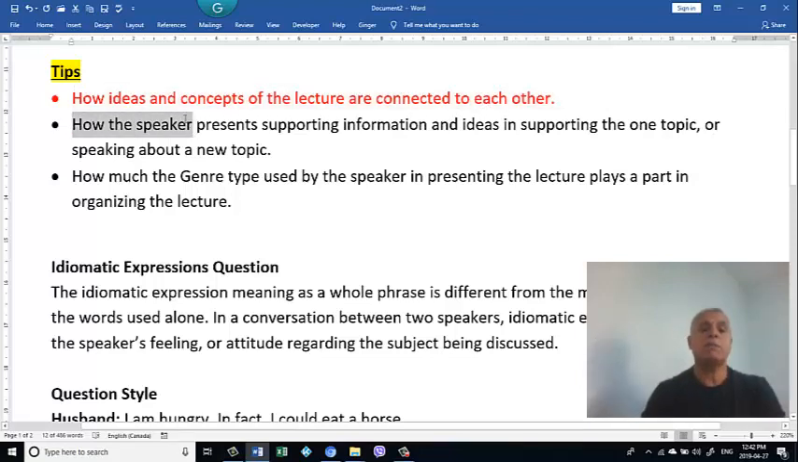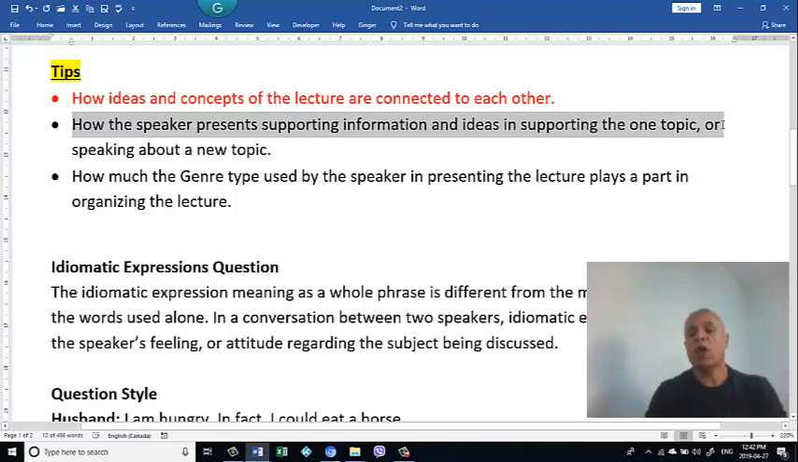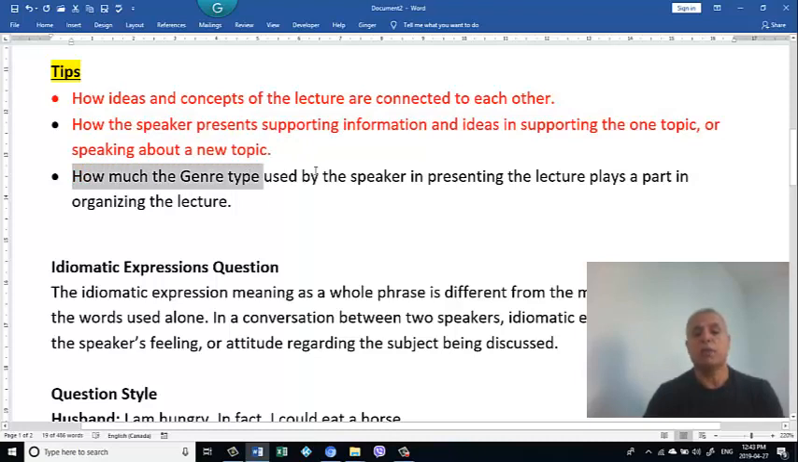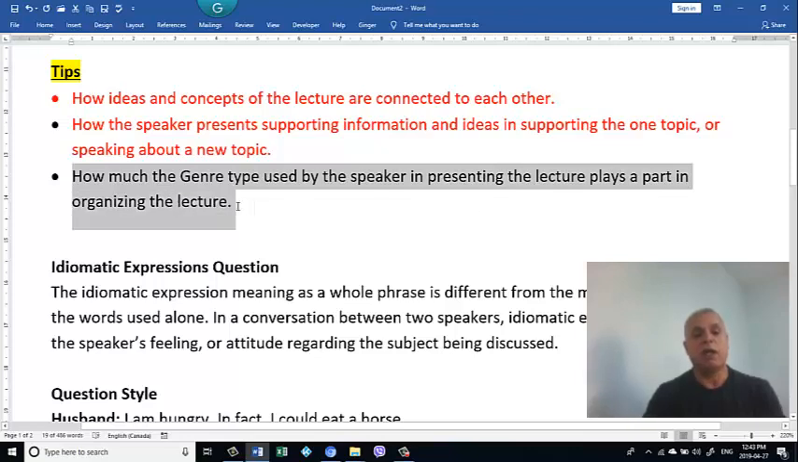Number two, how the speaker presents supporting information and ideas in supporting the one topic, or speaking about a new topic. Sometimes two speakers present a conversation, and sometimes one speaker is supporting the other one. Sometimes maybe they're changing the topic in a different way. How much the genre type the speaker uses in presenting the lecture plays a part in organizing the lecture.